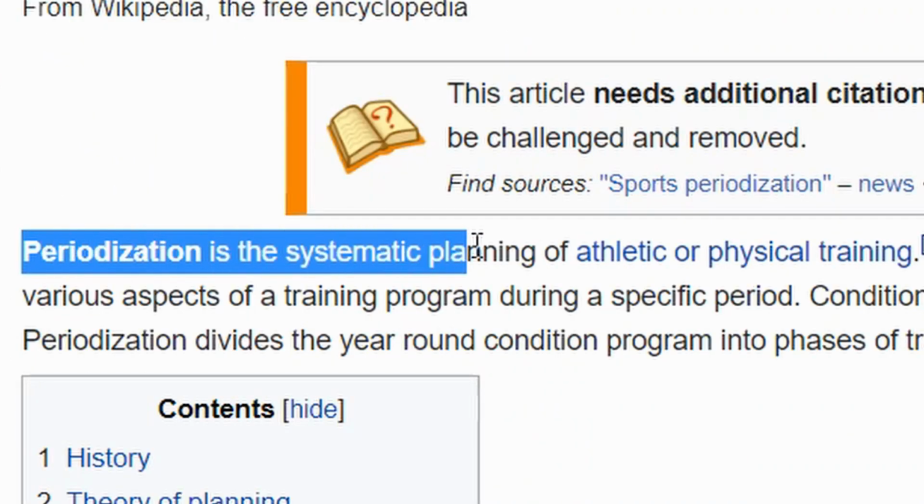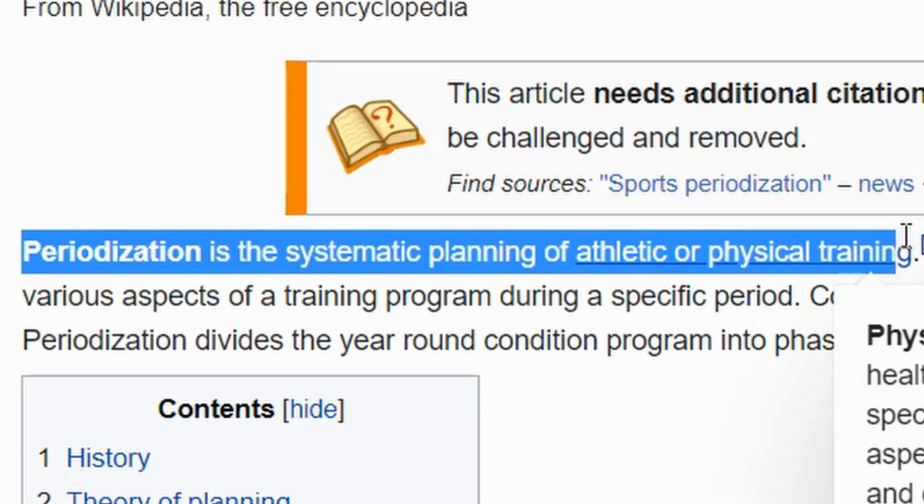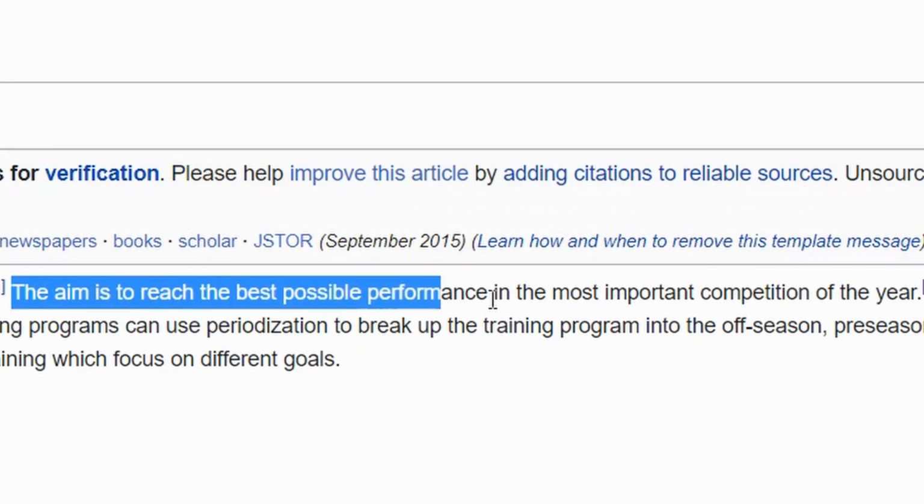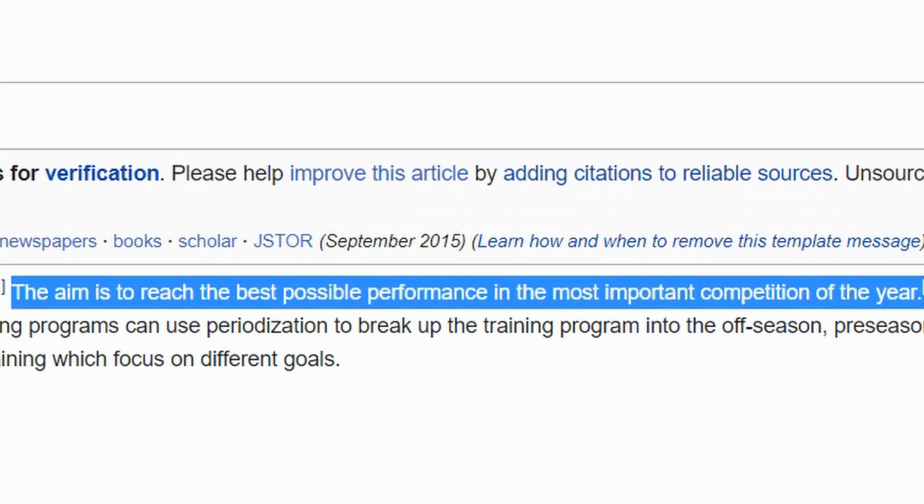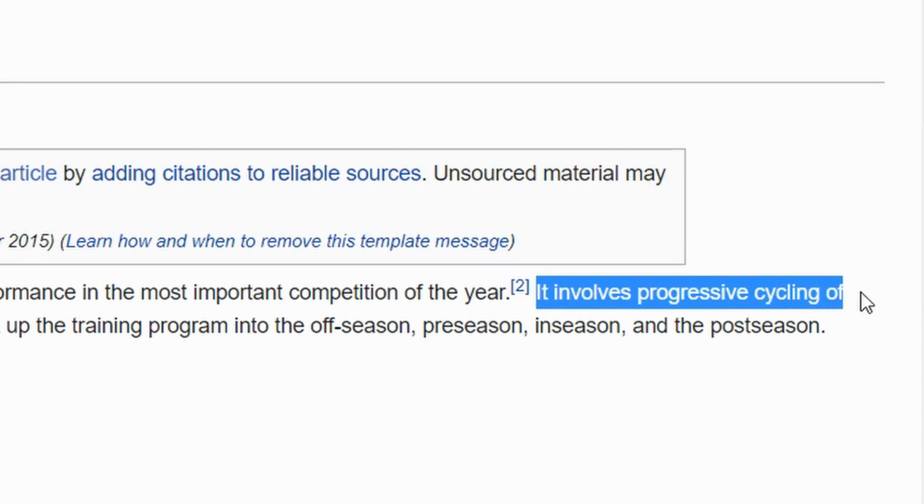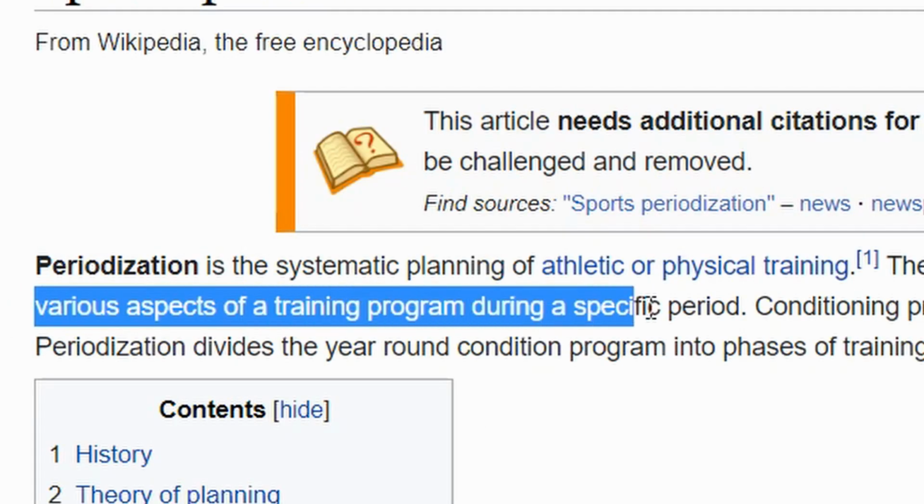Periodization is the systematic planning of athletic physical training. The aim is to reach the best possible performance in the most important competition of the year. It involves progressive cycling of various aspects of a training program during a specific period. Gotta love Wikipedia. So why do I have to use periodization or phasing in my clients' workouts?